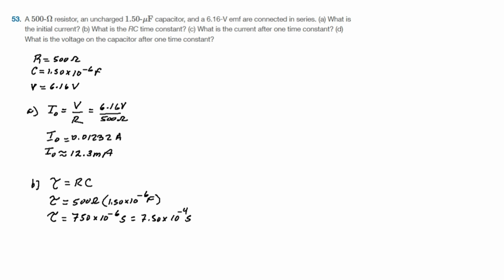Do you remember in the experiment that I did, how was my tau? My time constant was 43 seconds in my experiment. Why? Well, first, I was using a very, very high resistance because I had two resistors, 47,000 ohms and 47,000 ohms. So I had in total 94,000 ohms. They had only 500 ohms.